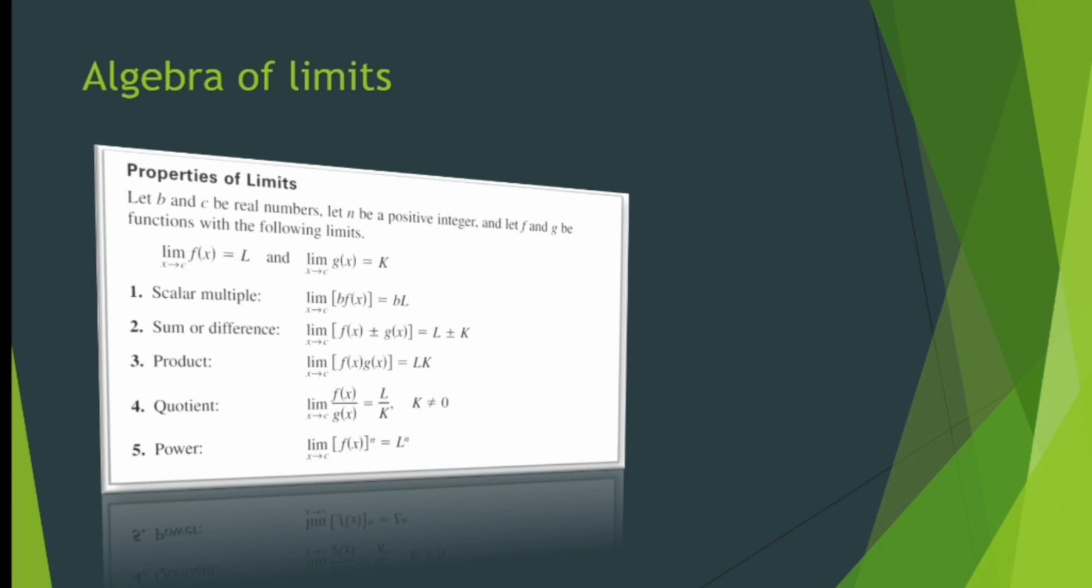Property 2, sum or difference: limit as x tends to c of f(x) plus or minus g(x) equals L plus or minus k. Property 3, product: limit as x tends to c of f(x) times g(x) equals L times k. Property 4, quotient: limit as x tends to c of f(x) by g(x) equals L by k, where k must not equal 0. Property 5: limit as x tends to c of f(x) to the power n equals L to the power n.